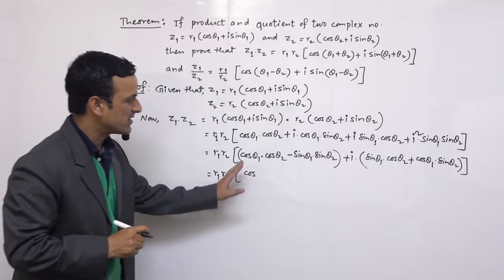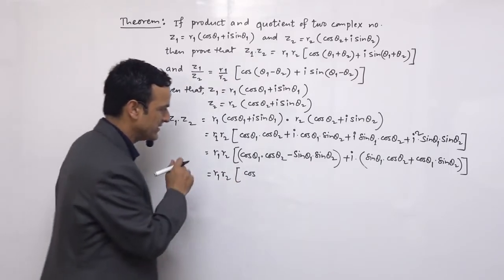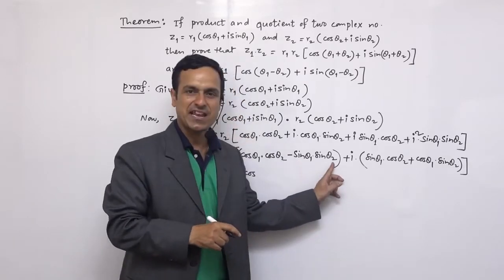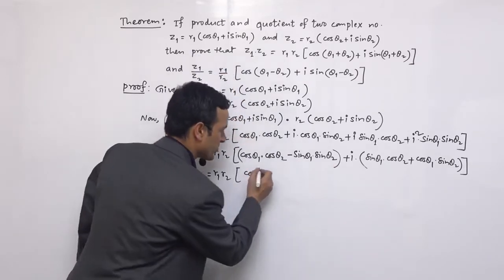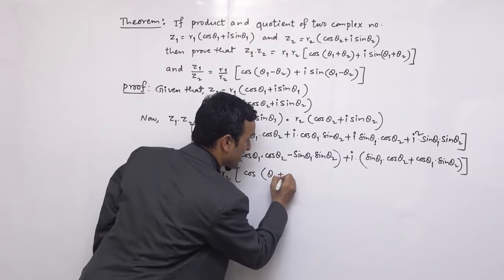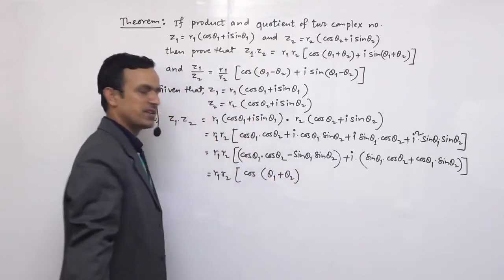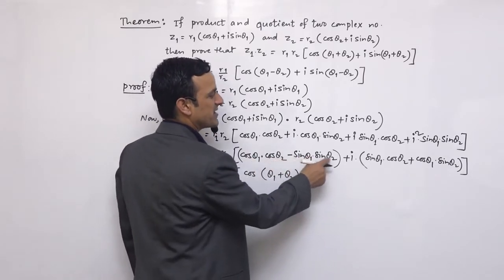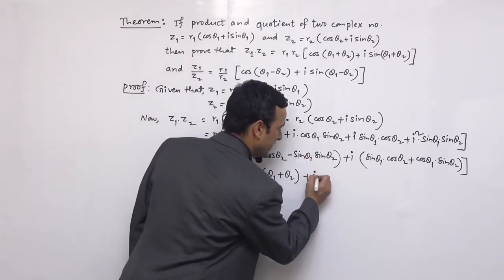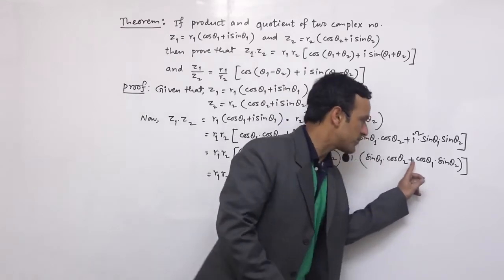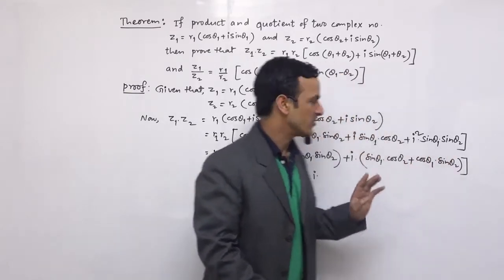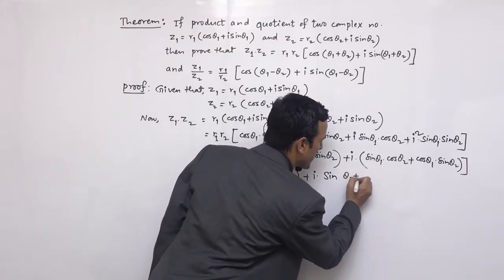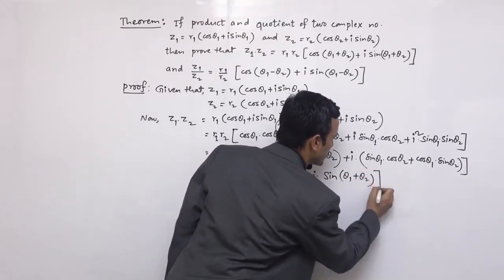We can write down the trigonometric relation here. So what is the formula? Cos A cos B minus sin A sin B. So what is the formula? Cos A plus B. So this is the trigonometric formula. Cos A plus B means cos A cos B minus sin A sin B. Similarly, sin A cos B plus cos A sin B. What is the formula? So it is sin A plus B. So this is the formula.